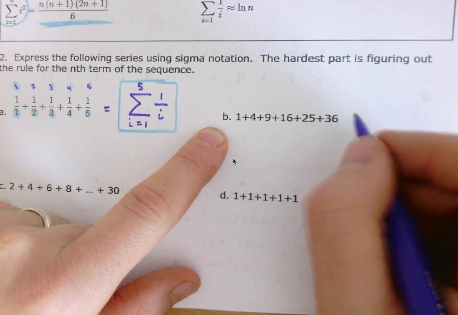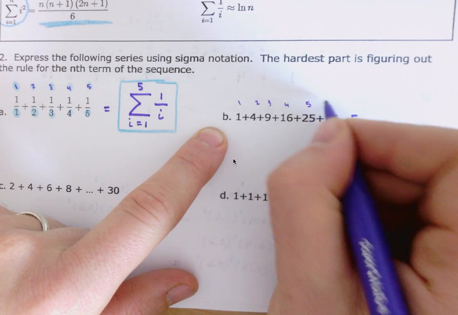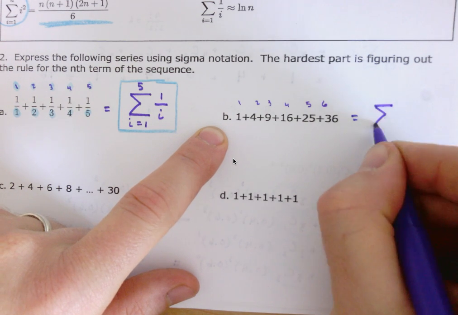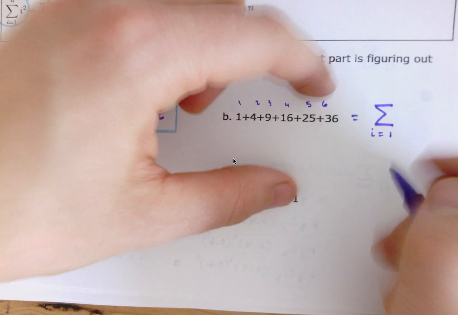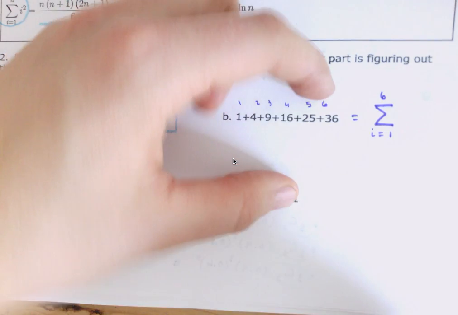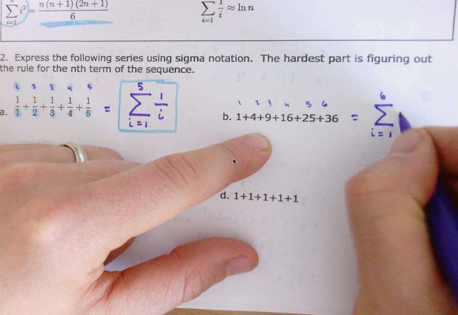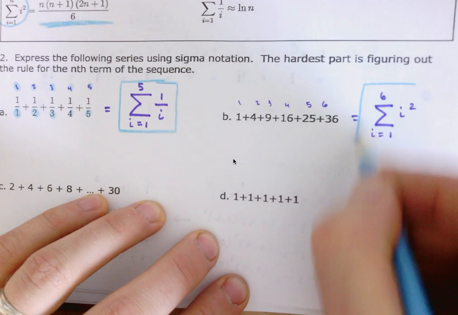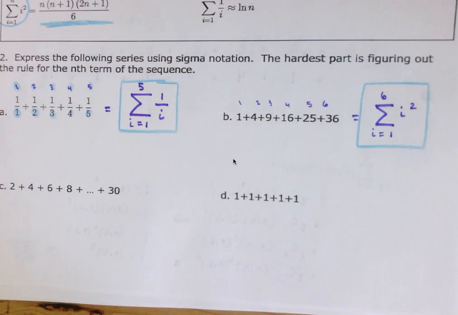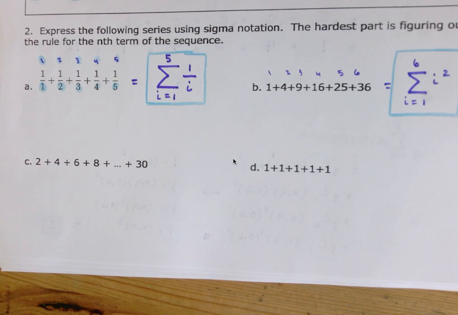Take a look at B. Here we have term 1, 2, 3, 4, 5, 6. So summation, starting with the first term and ending with the 6th term, where each one of these terms is the term number squared. Therefore, I squared goes in this position, and that is our answer. Continuing on to the next one.